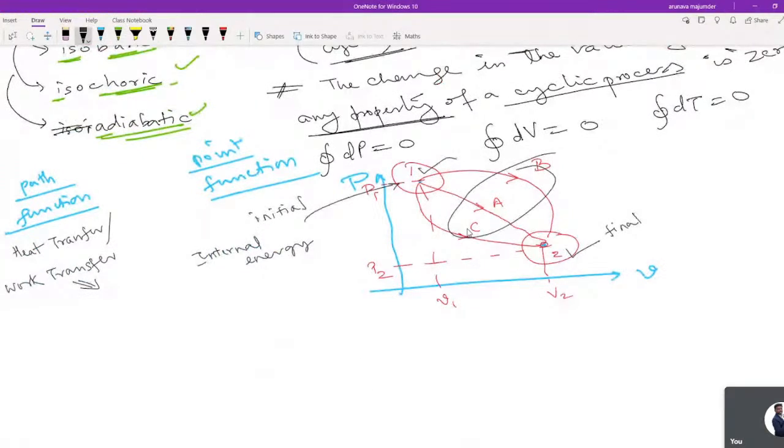Okay, I hope I am making these things clear, because there may be a possibility of a question from path functions and point functions. This is one of the important topics.